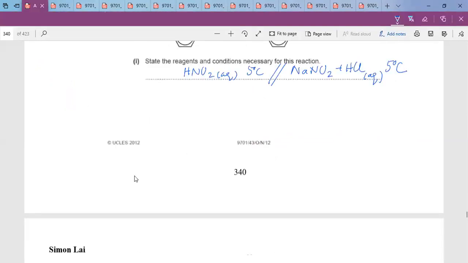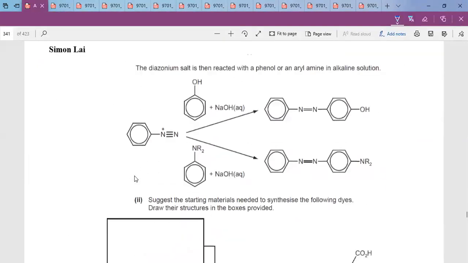Now, this part here is fantastic. This is to form your azo dyes. Look carefully. The diazonium salt is reacted with phenol or any aryl amine. Amines, so what? It means there's another amine coming in, in alkali, always in alkali solution.